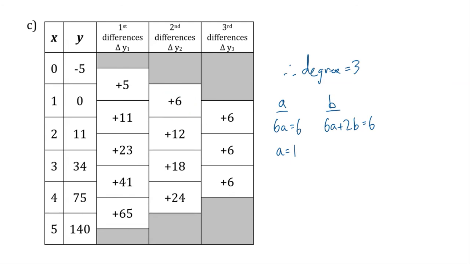Okay, so sub in for A, which is 1. Subtract 6 from both sides. Divide by 2. Get B is 0. Can B be 0? Or did we do something wrong? Sure, B can be 0. Why not? It's a number. No reason why it can't be 0.